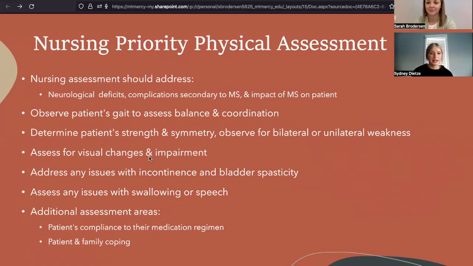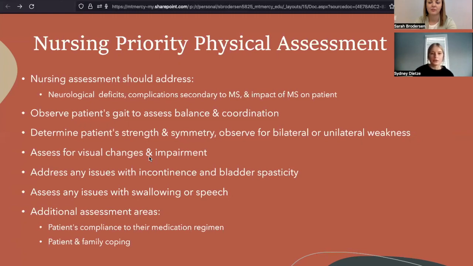So nursing assessment. A nursing assessment with MS patients should address their neurological deficits, complications secondary to their MS, and the impact of their diagnosis on the patient. You should observe the patient's gait to assess for balance and coordination. This is important to determine their risk for falls or injury. And then determining the patient's strength and symmetry, observing for bilateral or unilateral weakness.